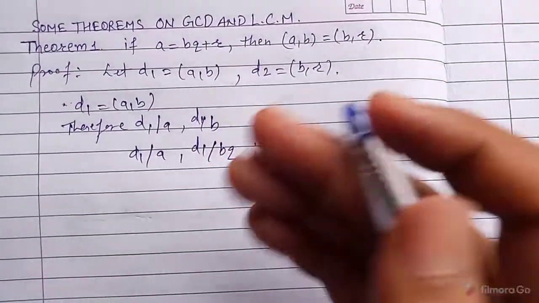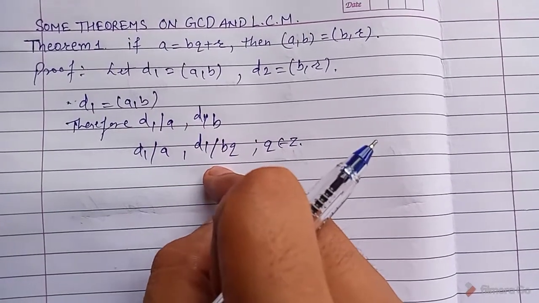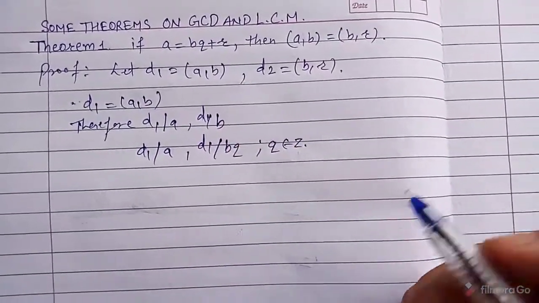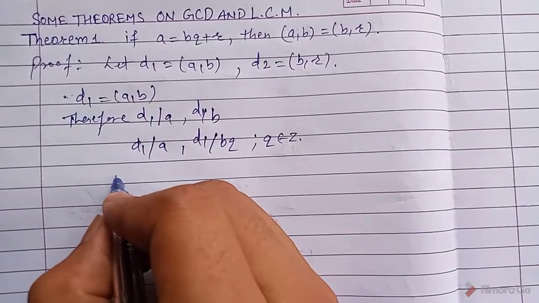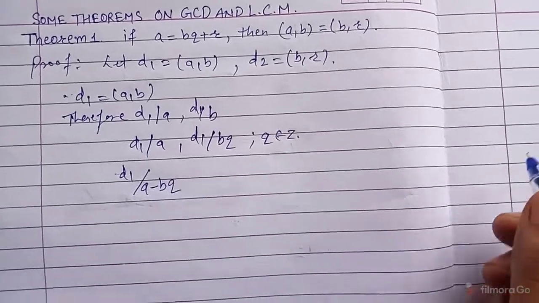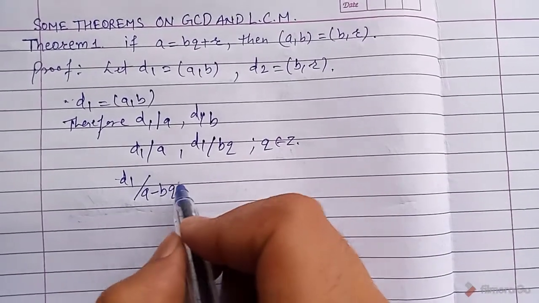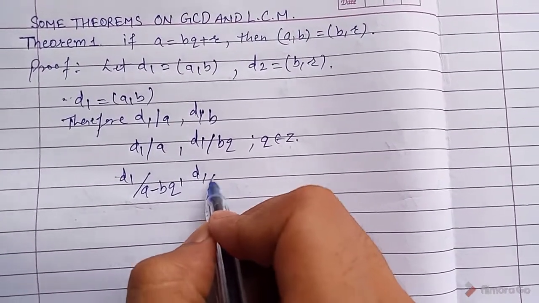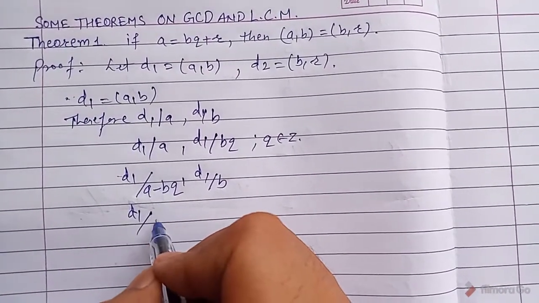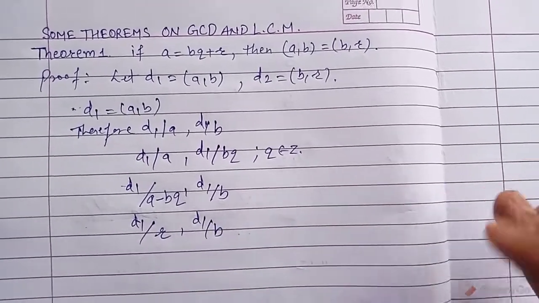As you know, if a number divides A and also divides BQ, then this number, D1, also divides their sum and difference. So D1 also divides A minus BQ, which is R, and D1 also divides B. So D1 divides R and D1 divides B.